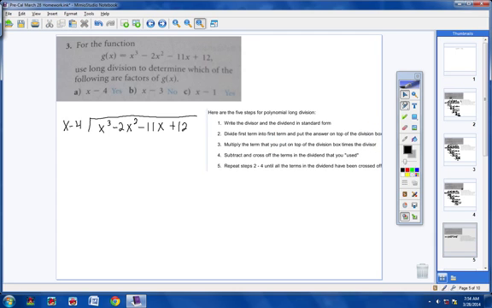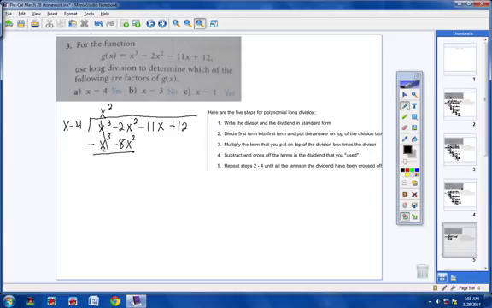For the next page is coming up, and here we go. Both of these are written in standard form, so we're all good there. Divide first term into first term, you would get x squared. Take your x squared and multiply it through, you would get x cubed minus 8x squared. Now we're going to subtract.